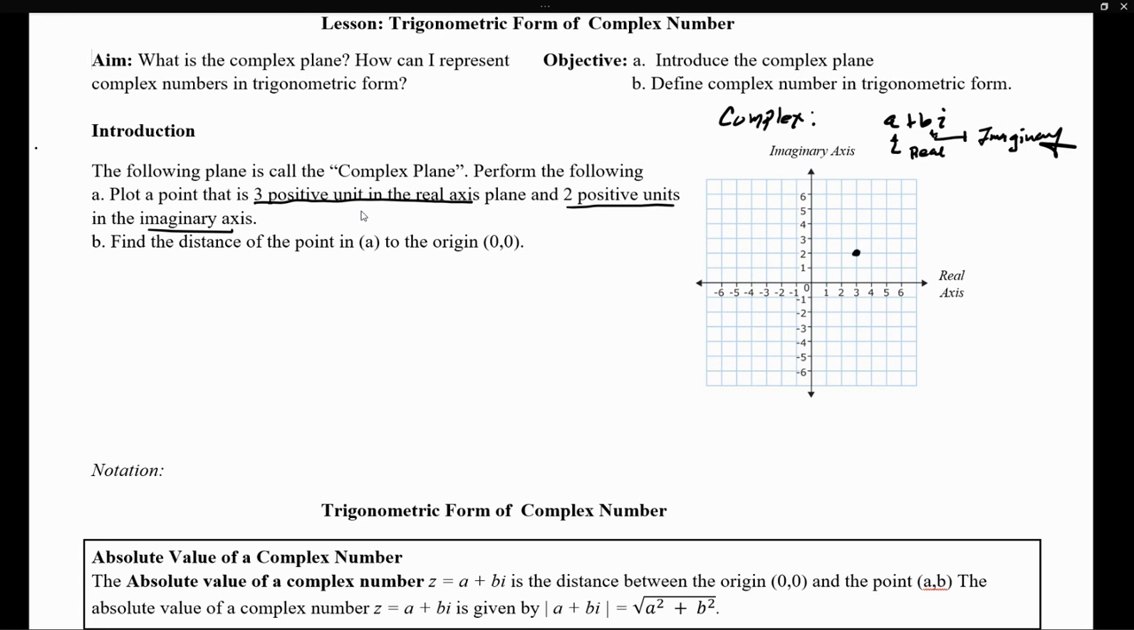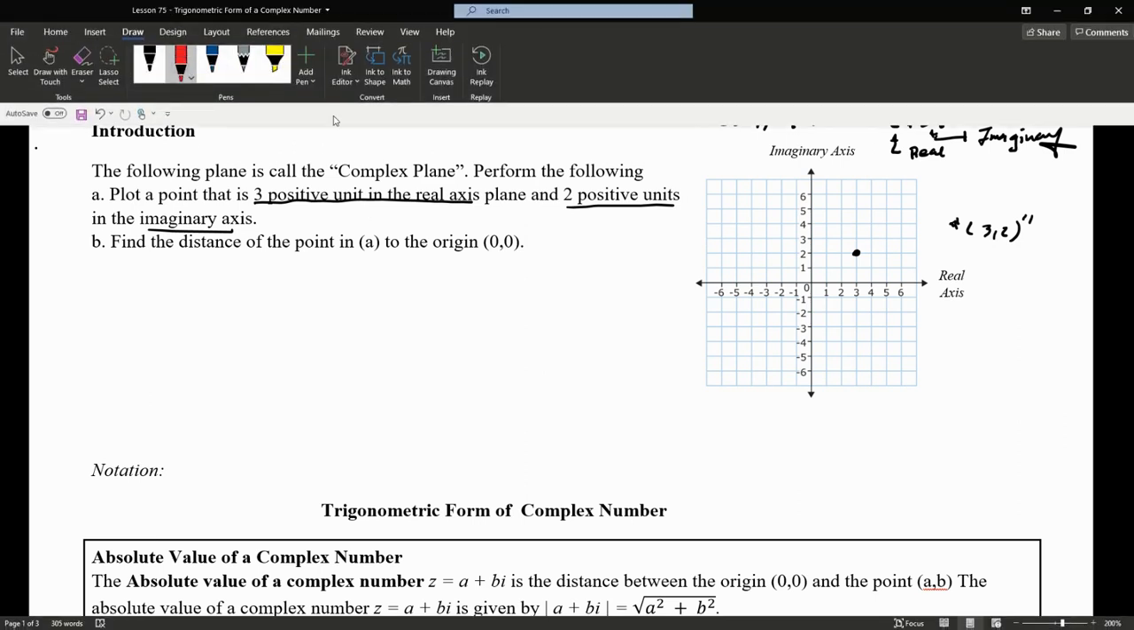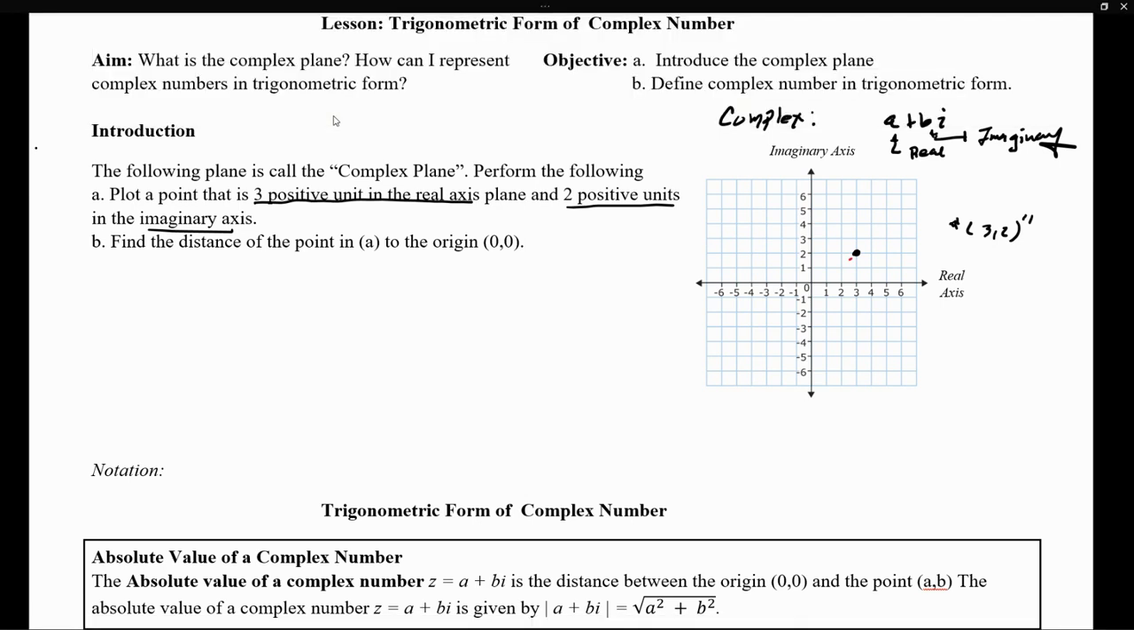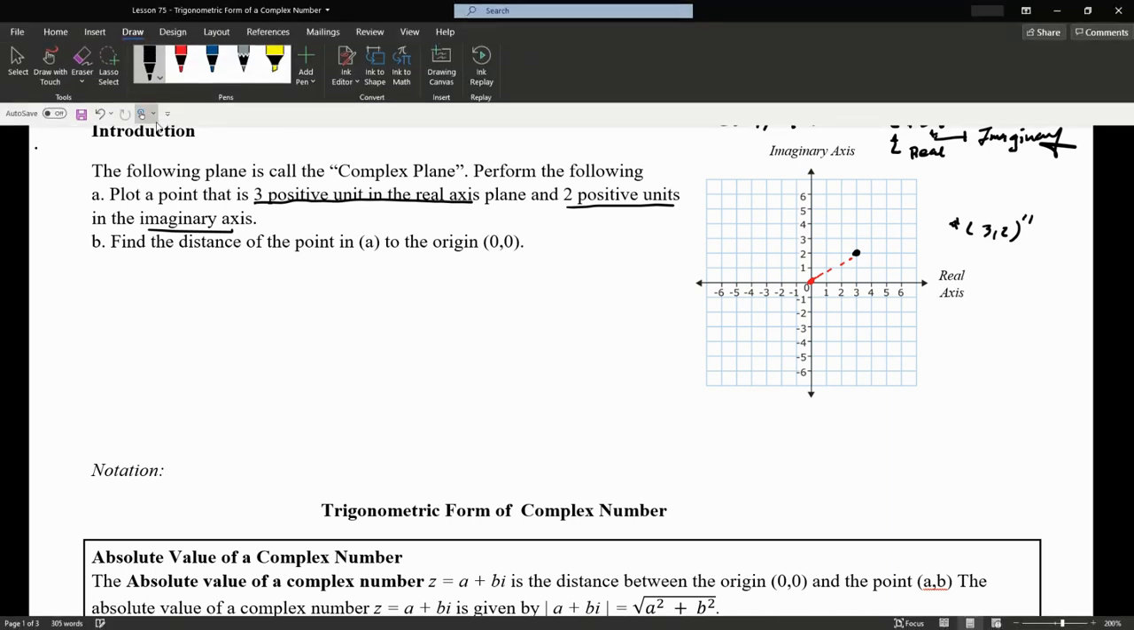Now, you can see this point as just being 3 units on the real, 2 units on the imaginary, which you can see as just being 3 comma 2. And I'm going to put quotation marks. You will see why in a second. Now, let's find the distance from that point to the origin, or the point 0, 0. Let's try to find that distance.